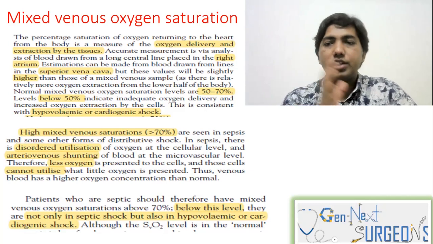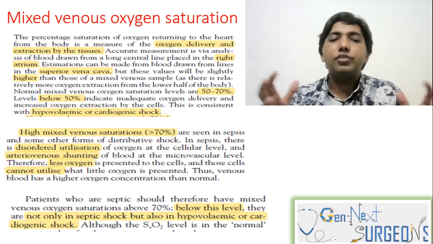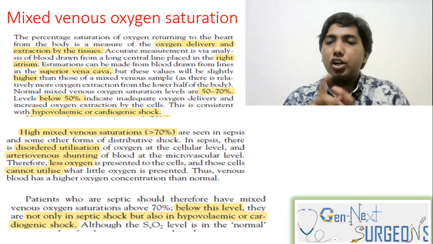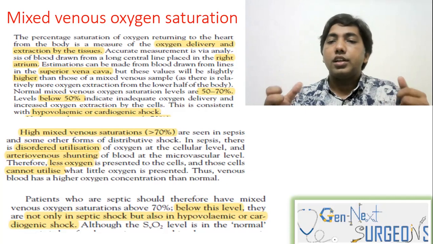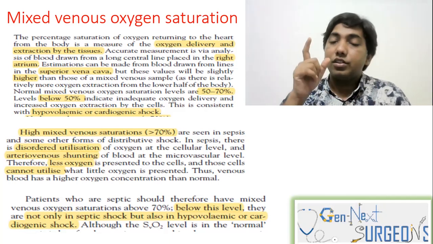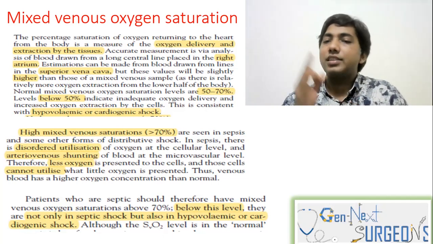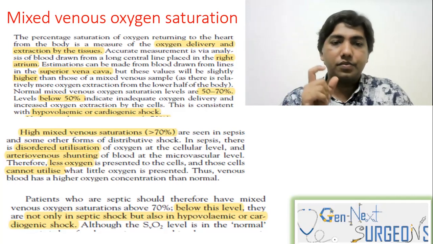And in sepsis, why does it occur? In sepsis, at the cellular level there is disordered utilization of oxygen. Oxygen utilization is disordered, and at the microvascular level there is arteriovenous shunting. For that reason, at the cellular level less oxygen is presented, as well as there are dead cells. Less oxygen plus those cells cannot utilize properly. So less oxygen plus less utilization. That is the most important point, and that is the basis.